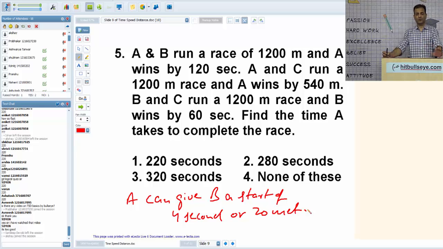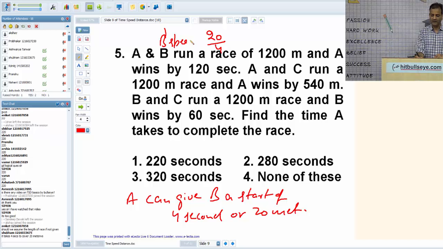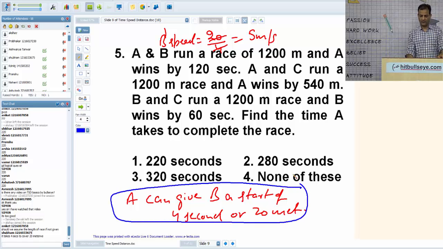What does it mean, friends? Those who are not aware, please listen. That means A is saying to B, you can run for 4 seconds or you can be ahead by 20 meter. That means A is assuming that in 4 seconds B will run 20 meter. So it will be B's speed, friends, equal to 5 meter per second. The meaning of this line, A can give B a start of 4 seconds or 20 meter, is that it takes 4 seconds to cover 20 meter.